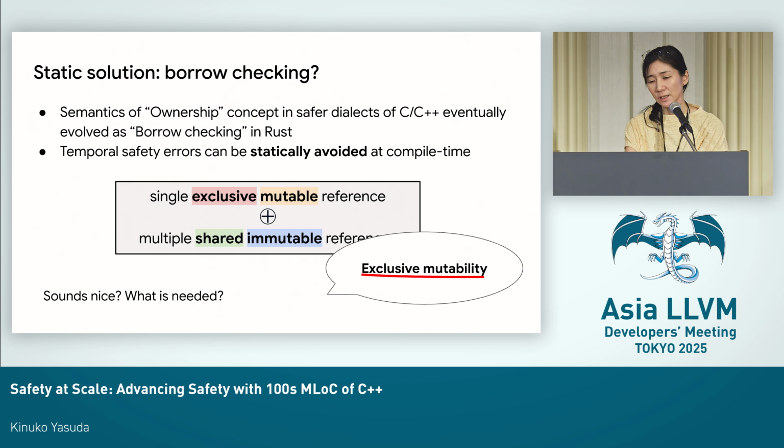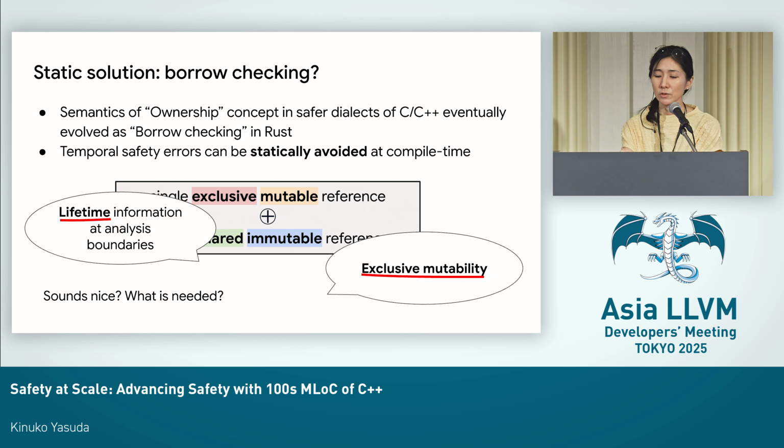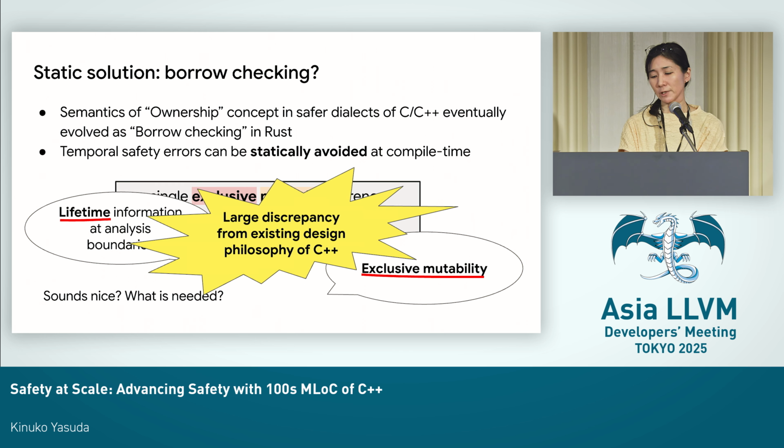We basically need, of course, a way to enforce exclusive mutability when one needs to write into a value. And we also need lifetime information at analysis boundaries so that compilers can tell how long a reference may live, even across function calls or across different structs. Technically, it is possible to build these concepts on top of C++, and proposals do exist. However, in reality, this requires significant design changes in existing C++ code.